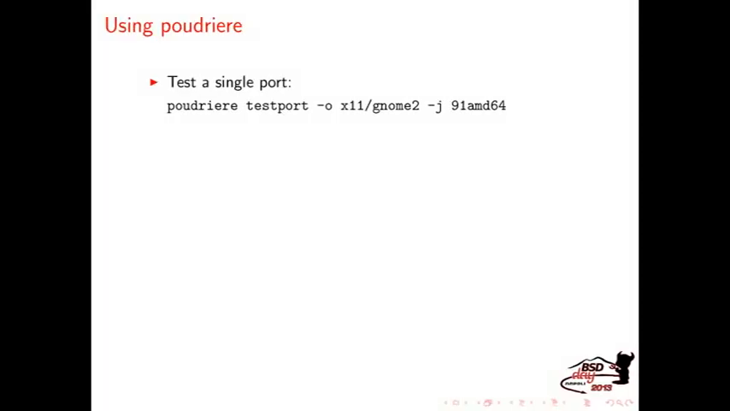Poudriere makes a distinction between testing a port and building package sets. In this example, I am telling it to test the port. It requires a jail argument and a port origin. With this option we ask for one origin, and it will test the port in this origin relative to the default ports tree, since I'm not stating a ports tree. We can also add a -p option and state another ports tree.